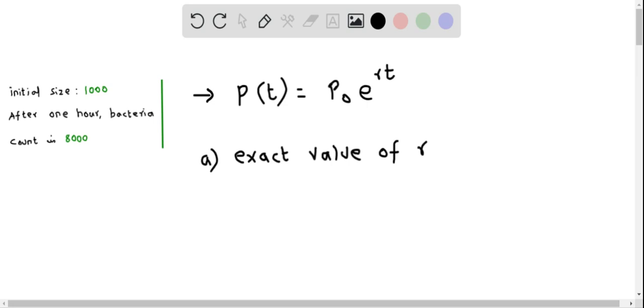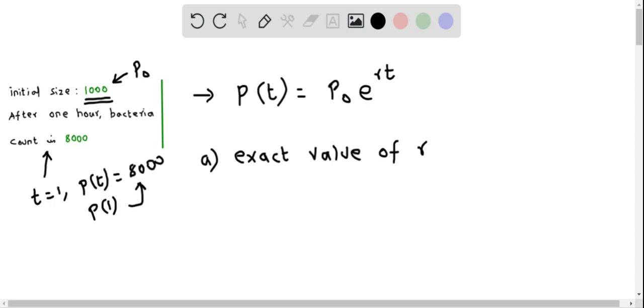So let's use the given information to determine the value of R. We are given that the initial size of the bacteria is 1000, and this means P naught equals 1000. And we're also given that after 1 hour, that is when t equals 1, the bacteria count is 8000, that is P of 1 equals 8000. So I'm going to plug in t equals 1 into this population model.